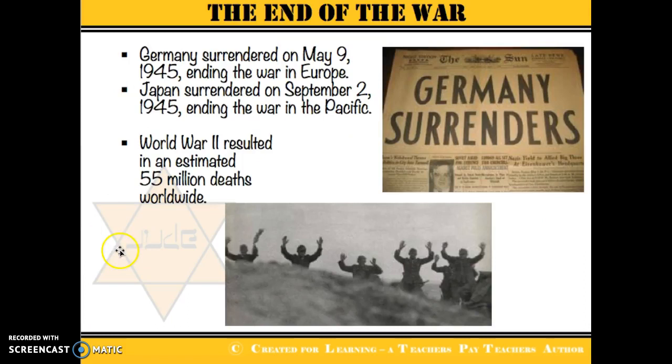Okay, so Germany surrendered eventually on May 9th, 1945. That ended the war in Europe, and then Japan surrendered on September 2nd, 1945, so several months later, which ended the war in the Pacific. In total, World War II resulted in 55 million deaths worldwide.